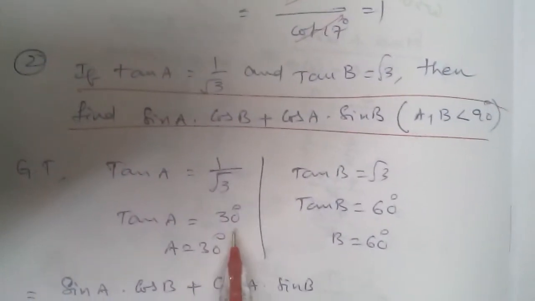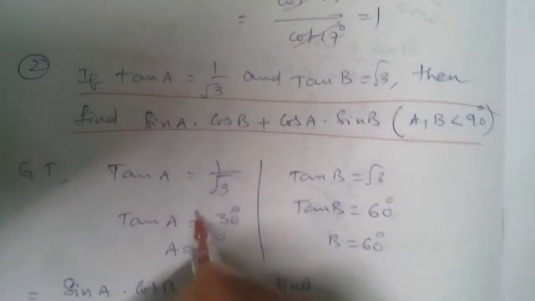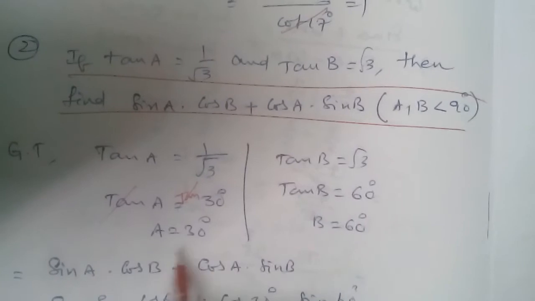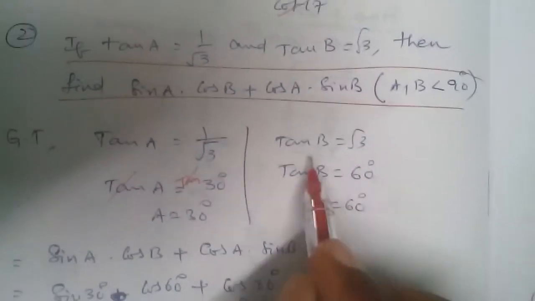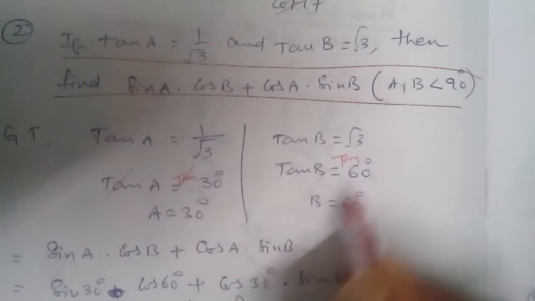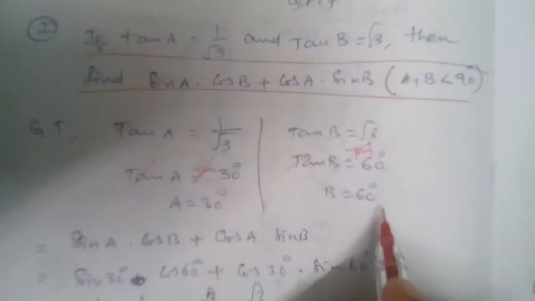So given that tan A is equal to 1 by root 3. 1 by root 3 means tan 30 degrees. So tan gets cancelled. A is equal to 30 degrees. Again tan B is equal to root 3. Root 3 means tan 60. Tan gets cancelled. So B is equal to 60 degrees.